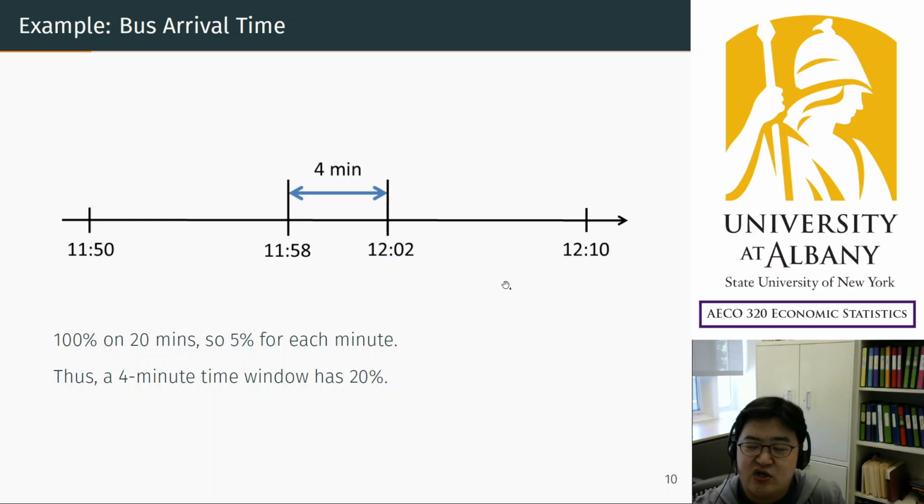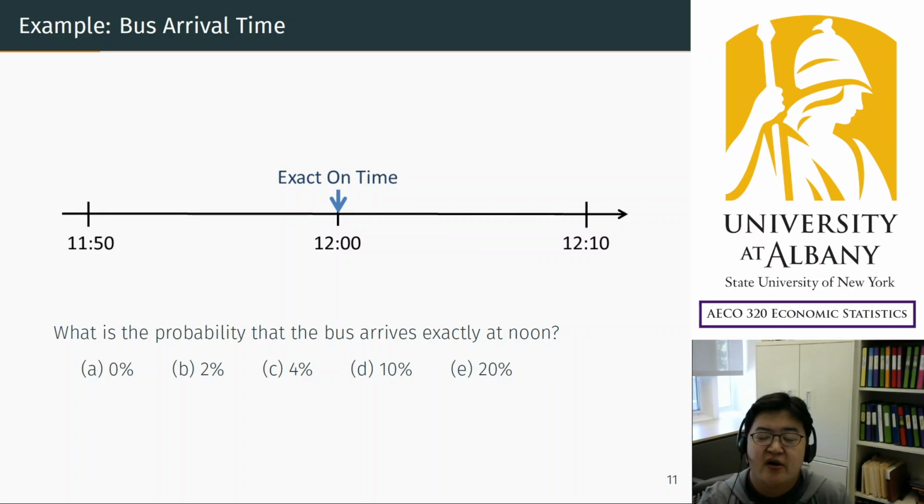But let me ask you another question. What is the probability that the bus arrives exactly at noon? Exactly on time means it should be exactly 12 o'clock with 0 seconds. It cannot be late or early, even by a nanosecond. Your watch is super accurate, so it does not allow any error. Think about this question, and I'll come back in the next video with the answer. So see you later.